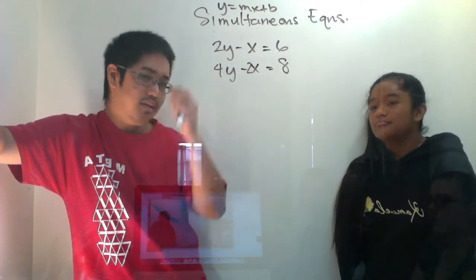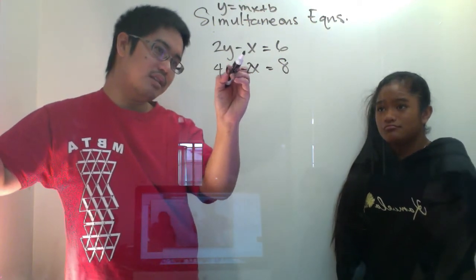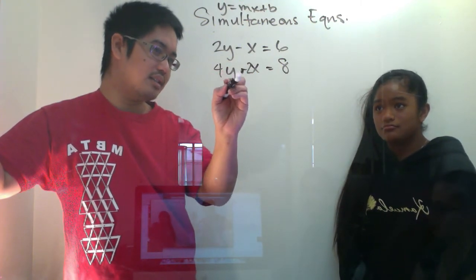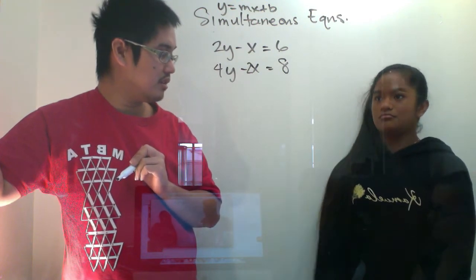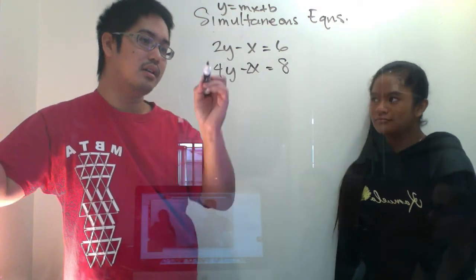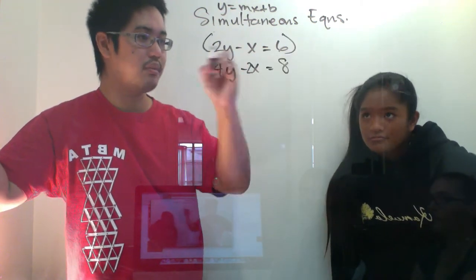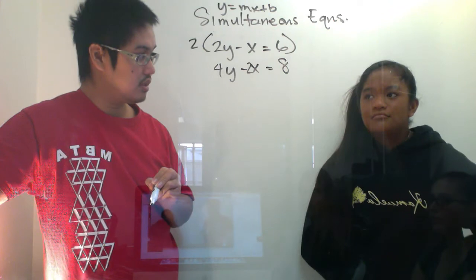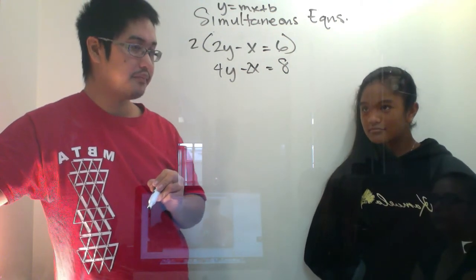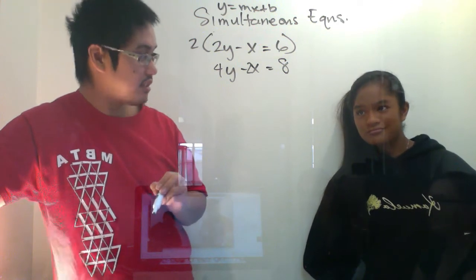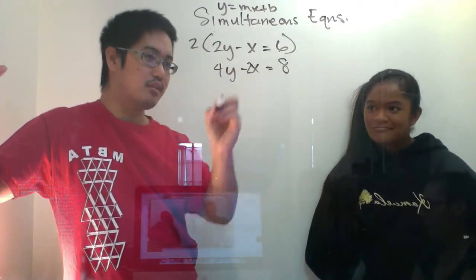Okay? So how would I make it so that the thing in front of the x is the same as that thing in front of the x over here? I can't just move 2's around, but what I can do is I can multiply the whole top equation by 2. Does that make sense? Alright, good. I'm going to multiply this whole top equation by 2.